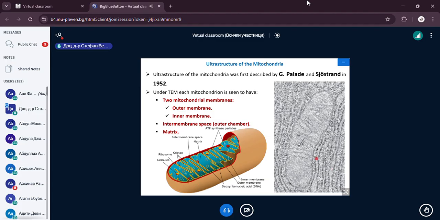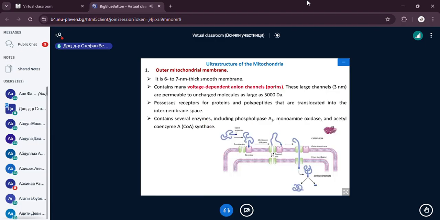We have an outer membrane, you can see it here. We have an inner membrane which forms these finger-like projections towards the inside of the mitochondria, irregular, some longer, some shorter, some thinner, some broader. The number of the cristae is variable. So outer membrane, inner membrane with cristae. Between the two membranes, that's the intermembrane space or the outer chamber. And then inside of the inner membrane, we have the matrix. And that's the structure of the mitochondria.